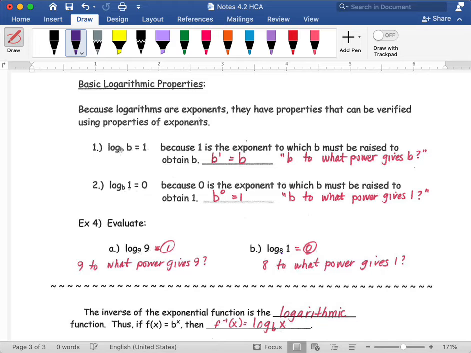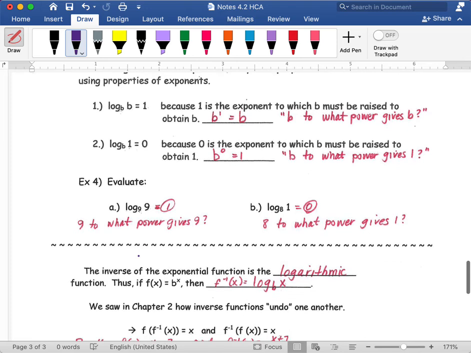Log with any base raised to what power is going to give me a 1? It's going to be the 0 power. Okay, so these you should automatically replace and substitute. Later on, when we solve equations, you might end up with something like this. This would need to be replaced with a 1 because this can be evaluated and simplified.